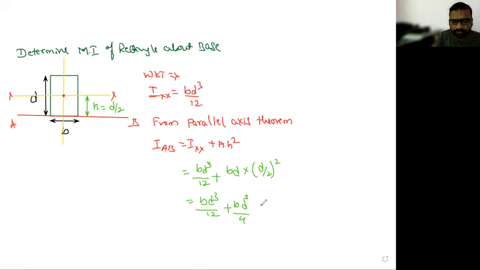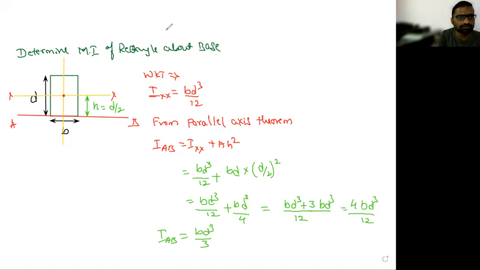Now, what is the LCM for these two? 12. So it is BD cube plus 3 BD cube, that is equal to 4 times BD cube divided by 12. So your IAB is equal to 4 ones are 4, 4 threes are 12, so BD cube upon 3. So this is the answer that is required. Okay, so you have shifted the moment of inertia from the centroidal axis to the base. Is it clear, everyone? Yes, sir.